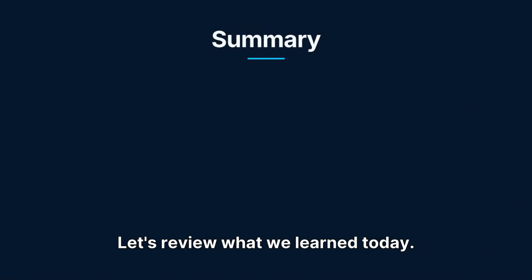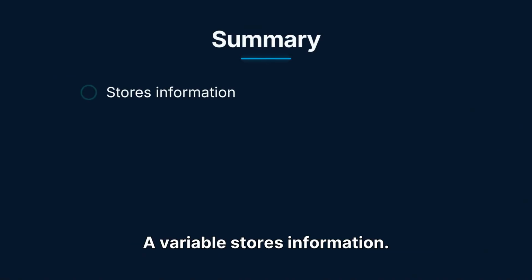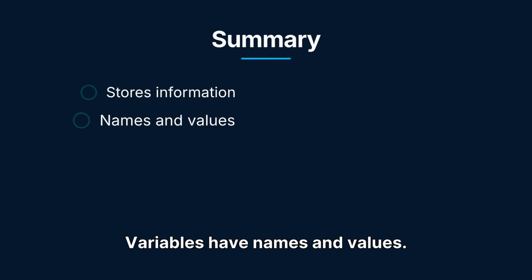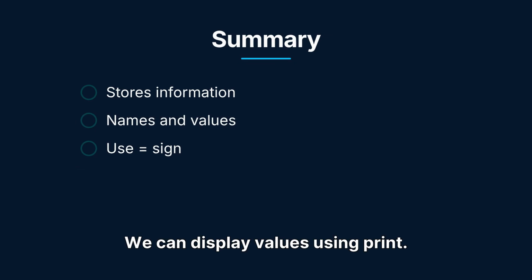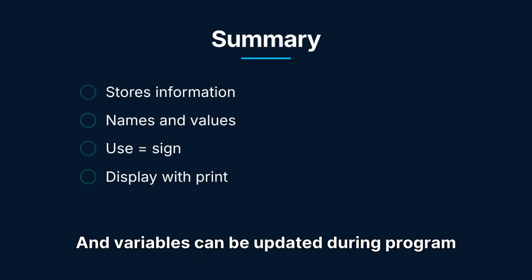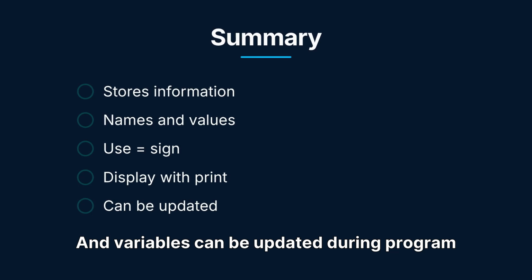Let's review what we learned today. A variable stores information. Variables have names and values. We use the equal sign to assign values. We can display values using print, and variables can be updated during program execution.